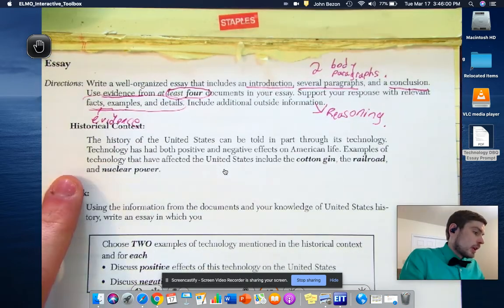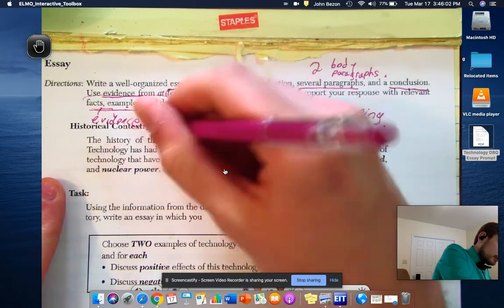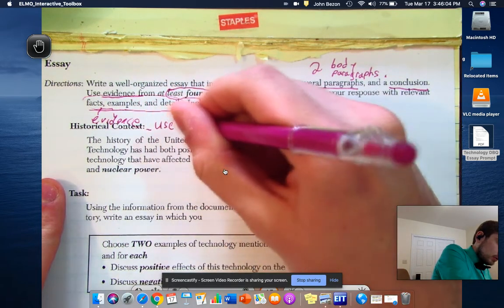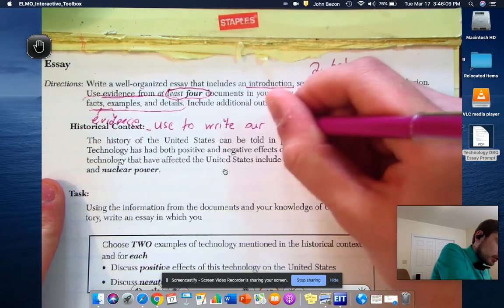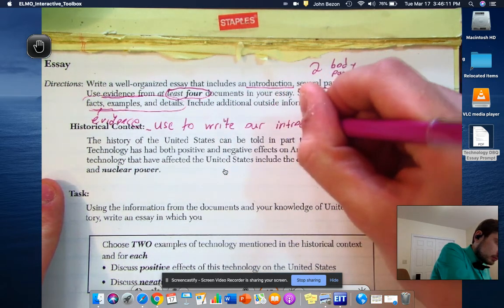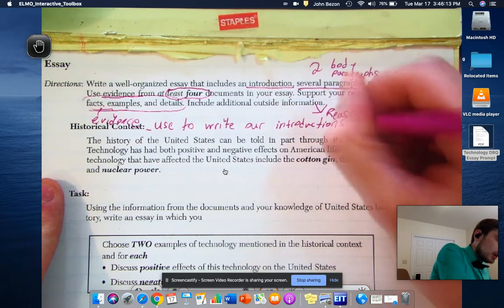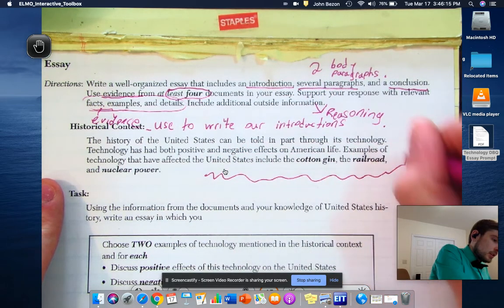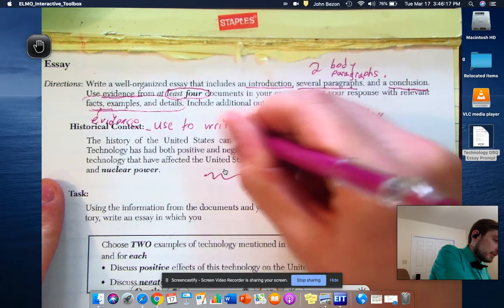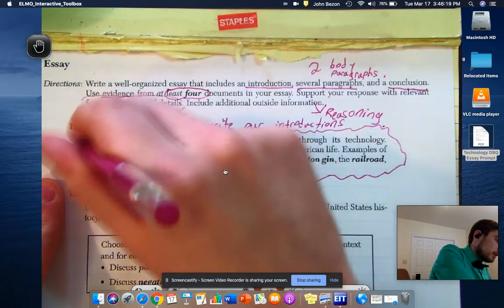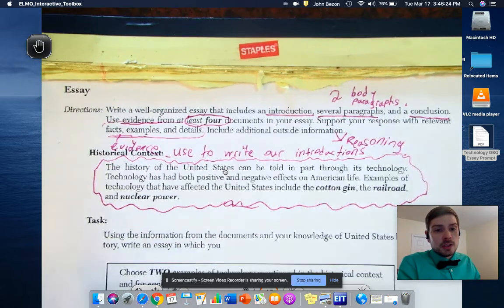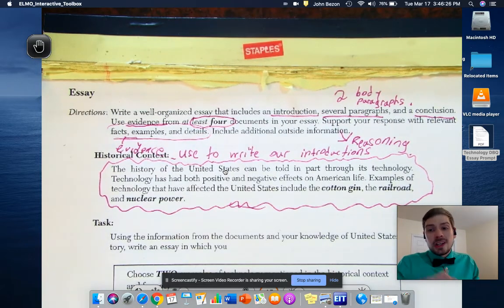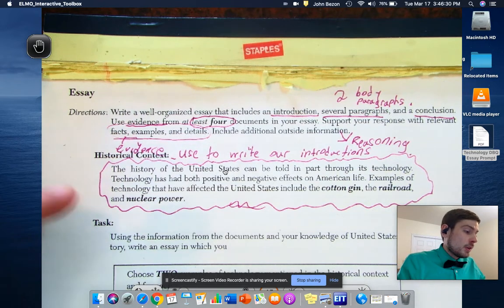Now we have the historical context. This we're going to use to write our introductions. So this right here is actually the most important piece of information on this page for you for this assignment. You're actually going to take the information in your historical context, reword it, and include it directly in your introduction. So make sure you know what this is all telling you.